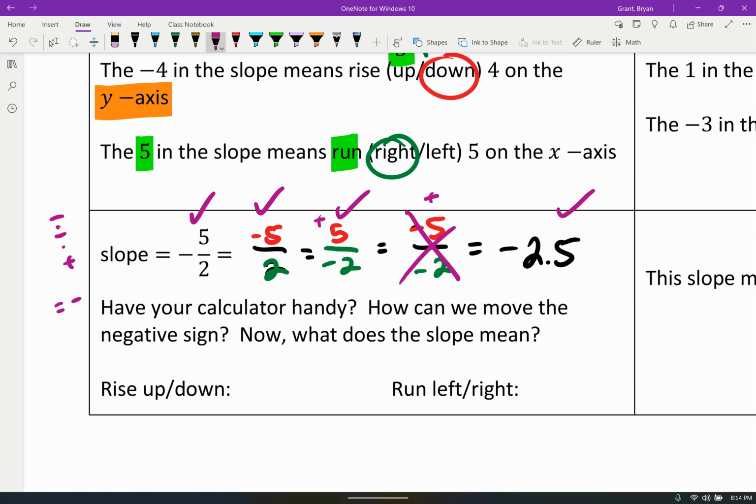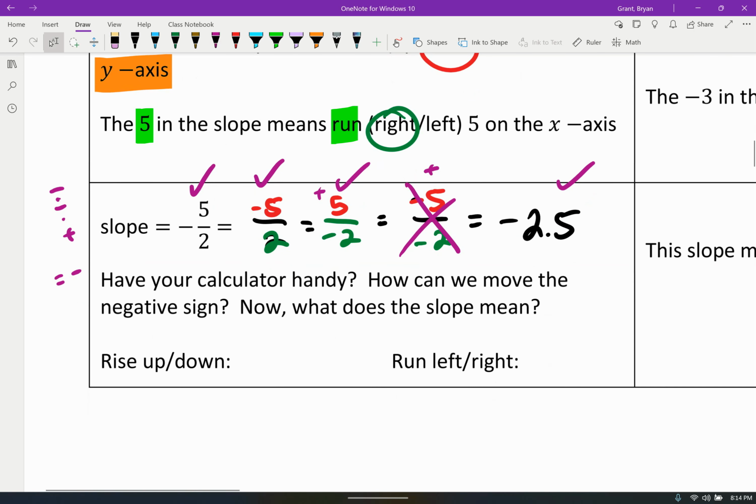So long story short, if you ever get a fraction with a negative out front, you can either move the negative to the numerator or the denominator, but not both. Both will not give you the right answer. So let's go ahead and just move it to the numerator. I usually move it to the numerator and keep the denominator positive. That's just personal preference. It doesn't matter. It's not more right than the second one. And let's interpret it. Because the 5 is now negative, we need to rise down 5. And the 2 along the x-axis is positive, so we need to run right 2.